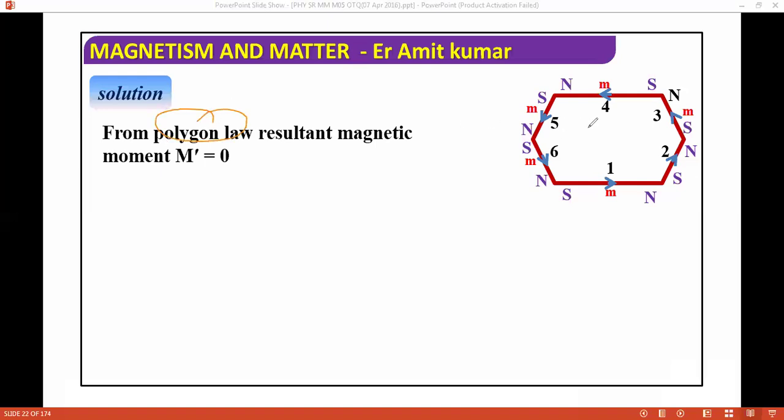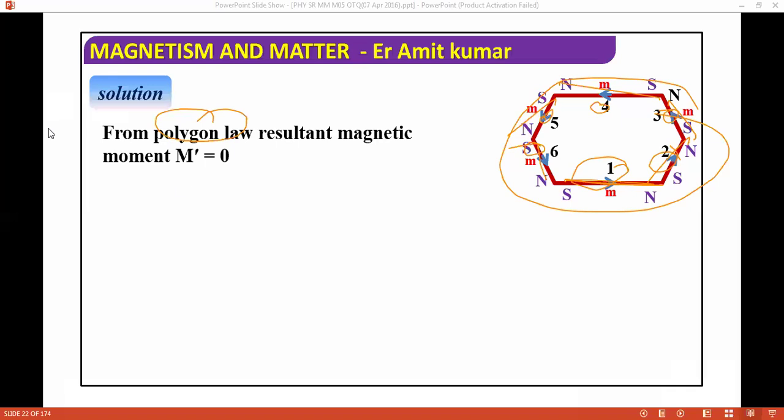So for the polygon, we took 6 sides: 1, 2, 3, 4, 5, and 6. If you see, this is south, north, again south, north, south, north, south, north, south, north. So we took a 6-sided polygon in order.